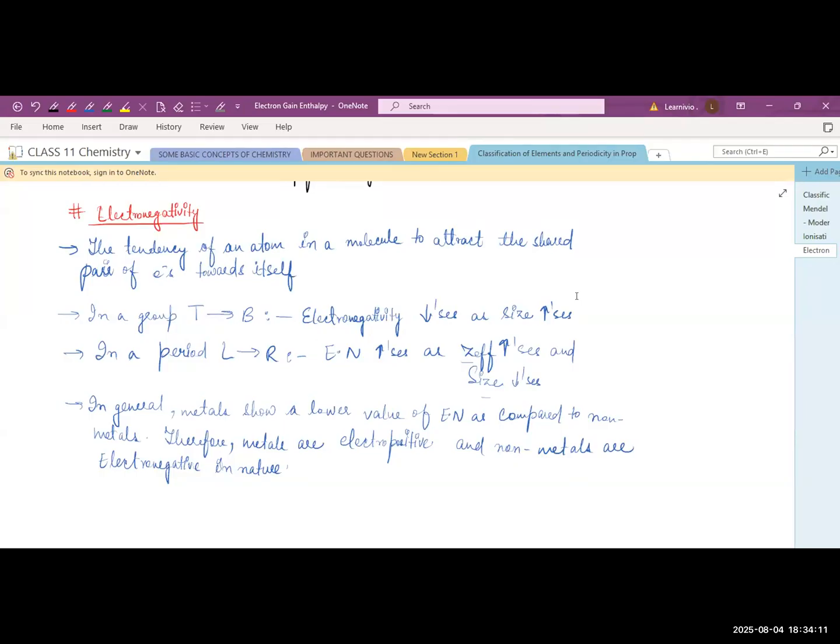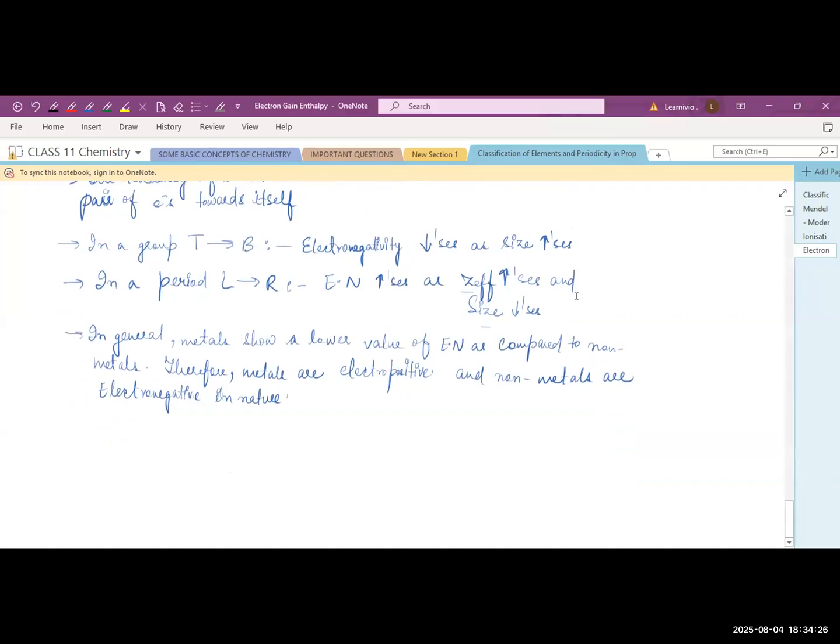And in the whole periodic table, fluorine is the most electronegative element. Okay, so just remember, fluorine is the most electronegative element in the whole periodic table.